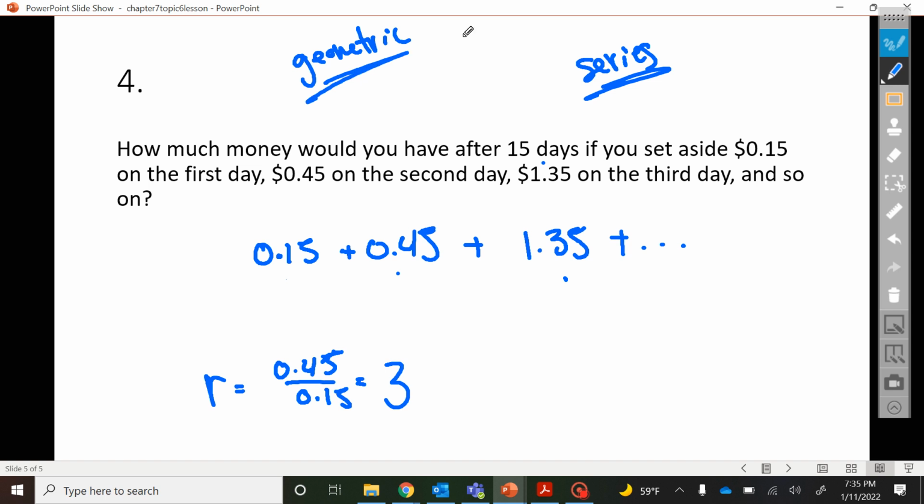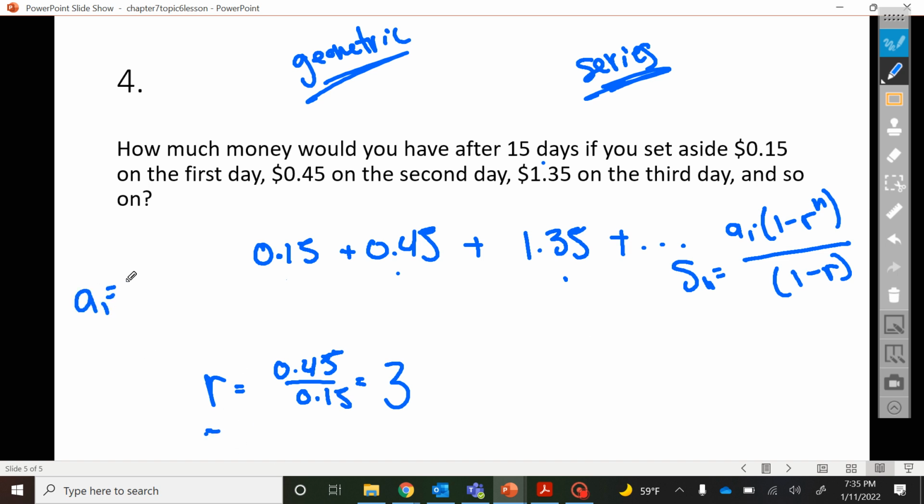Now, since this is a geometric series, we have to use the geometric series formula, which looks like this. The sum is equal to, in the numerator, a1 times 1 minus the ratio to the n power. In the denominator, 1 minus the ratio. Okay, so we're going to have to do that. So we know what the ratio is, it's 3. We know what the first term is. First term is 15 cents. The only thing we're missing is the number of terms. And the problem tells us we are looking to save for 15 days, so there's going to be 15 terms here. All right, so let's do our sum.